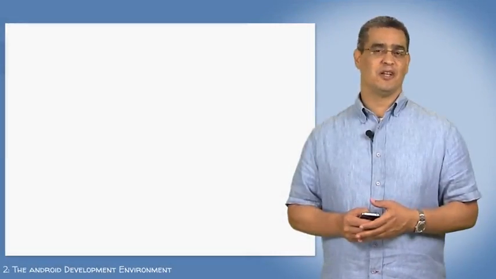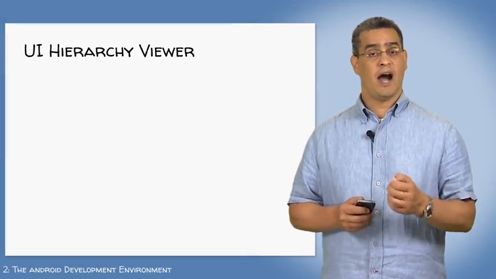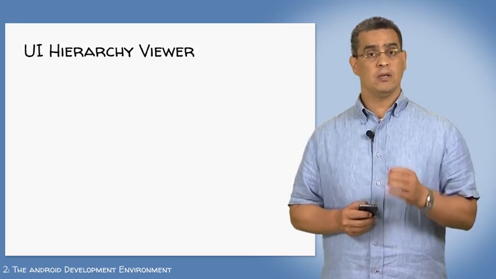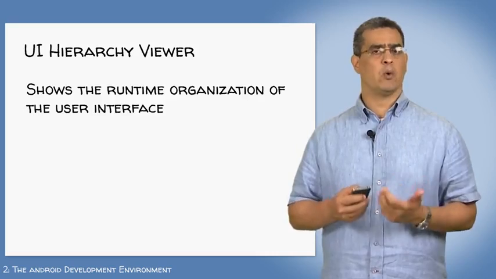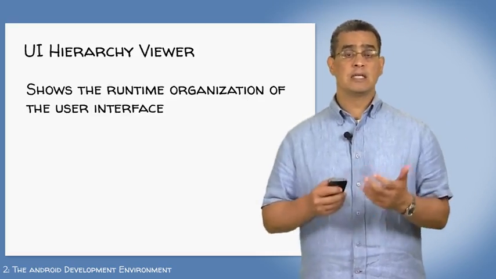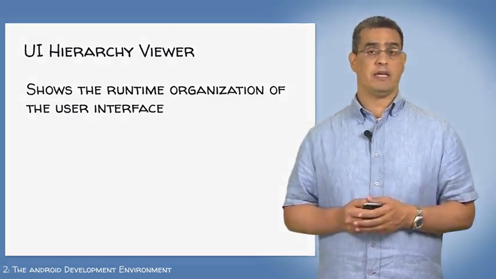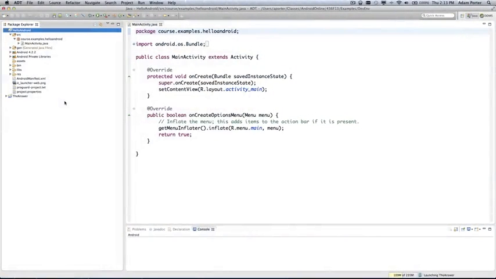The last tool I'll talk about today is the UI Hierarchy view. This tool allows you to analyze your application's user interface and understand how it's organized. For example, let's look again at the Hello Android application. First, let's run the Hello Android application.